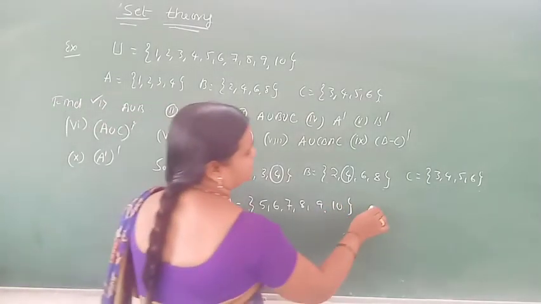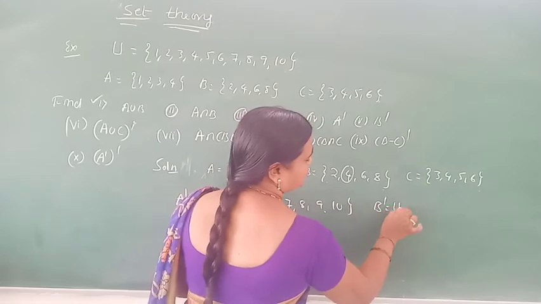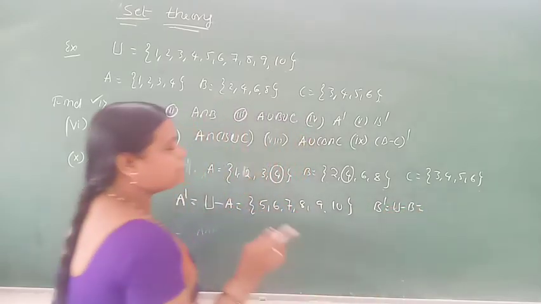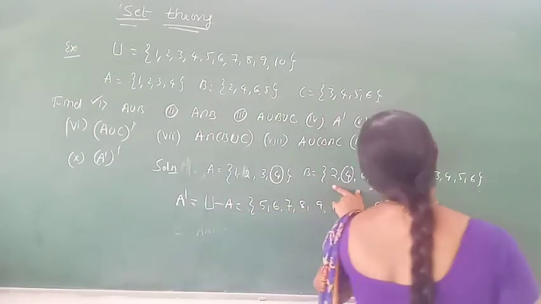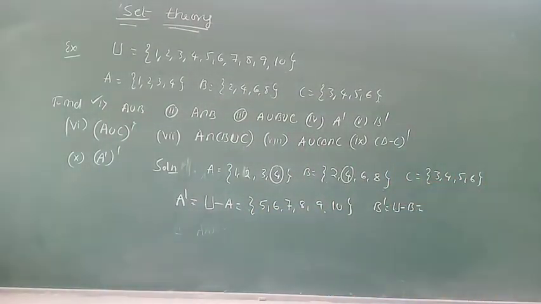Correct. B dash calculation. B dash is nothing but U minus B, the elements present in U but not in B. See, these 2, 4, 6, 8 we subtract. Therefore the left elements are noted. B dash means U minus B.